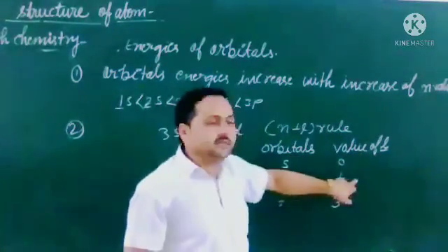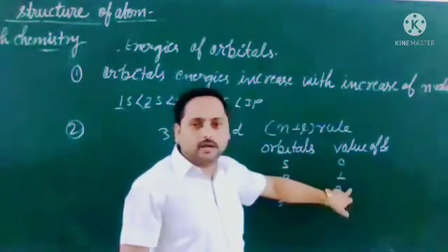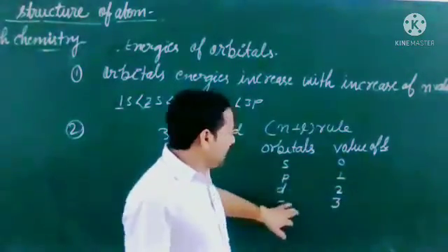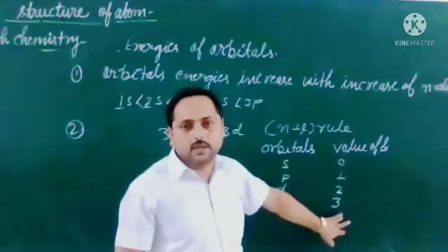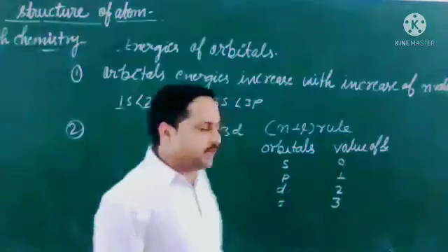If it is a P orbital, the value of L will be 1. If it is a D orbital, the value of L will be 2. And if it is an F orbital, the value of L will be 3. Got it? All of you note this down.